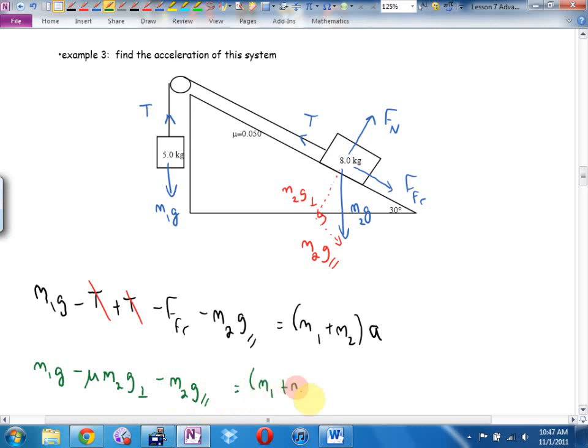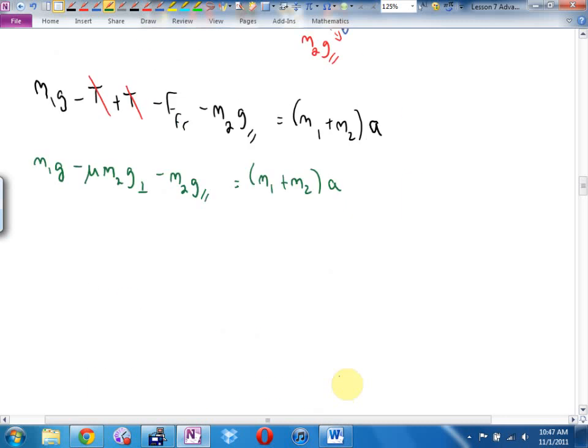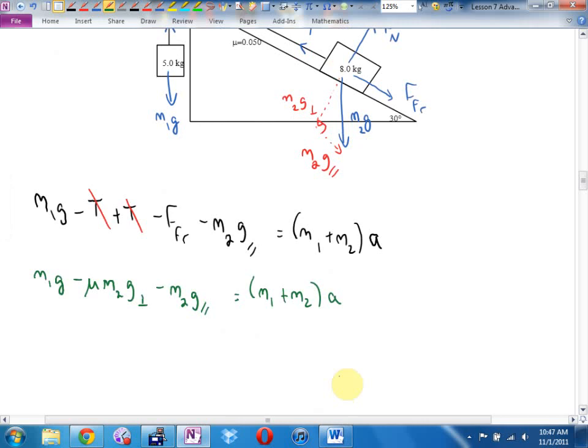Let's go label our diagram and do the trig. This is 30 right here, which means that this is 30 up here. Jacob, M2G parallel, opposite, adjacent or hypotenuse? I agree. What about M2G? Hypotenuse, I agree. What about perpendicular? I agree. So if M2G perpendicular is adjacent, you know which trig function I'm going to drop into here? Cos. And if M2G parallel is opposite, you know which trig function I'm going to drop in here?